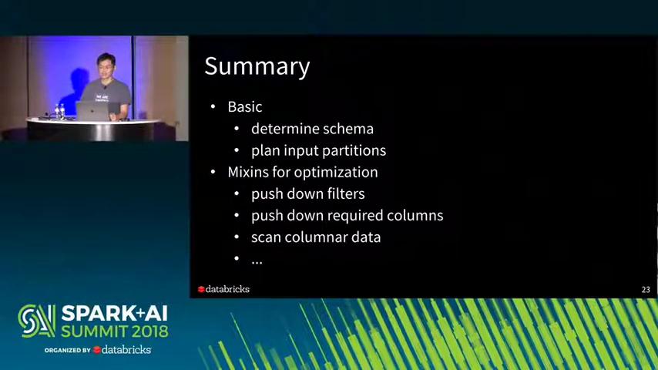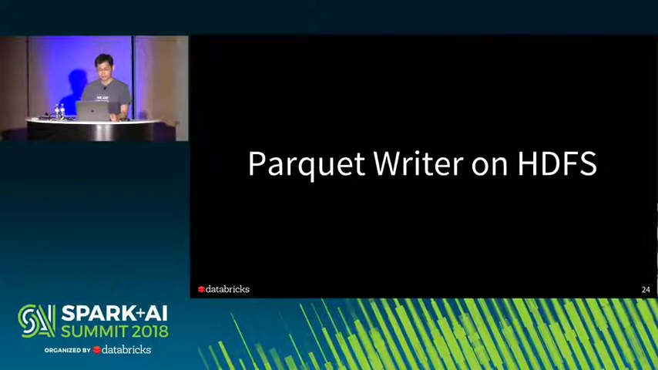So in the data source V2 API, we can implement the basic reading if we tell Spark how to determine the schema and how to plan the input partitions. To make the execution more efficient, there are mix-ins we can use. For example, we can push down filters, we can push down required columns, and so on. So that's it. Let's look at how we can write Parquet files.